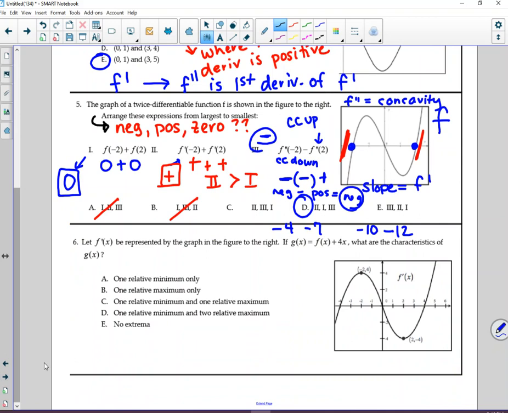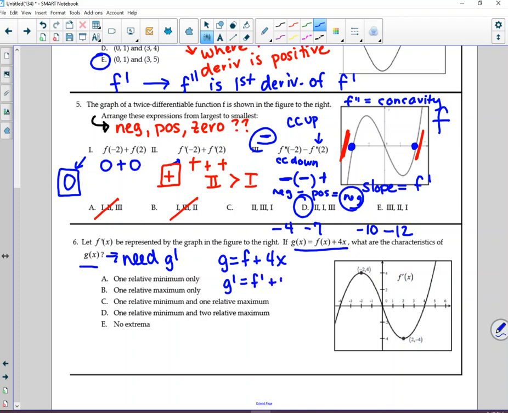All right, number 6. g of x is f of x plus 4x. This is f prime. We want to tell stuff about g. So if we want to figure out stuff about g, we need g prime. So g prime, if g is f of x plus 4x, g prime is f prime plus 4.